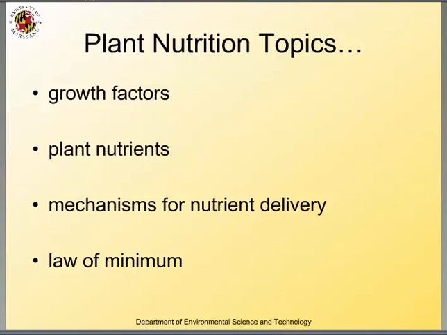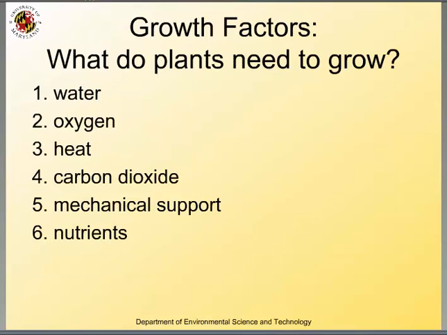Okay? Now, we're focusing a lot on nutrients in our perspective, but the fact is that plants need a number of things to grow. They need enough water. They need oxygen in the root zone. They need enough temperature or heat for their ecological adaptation. They need carbon dioxide for photosynthesis. They need mechanical support, and they need nutrients.